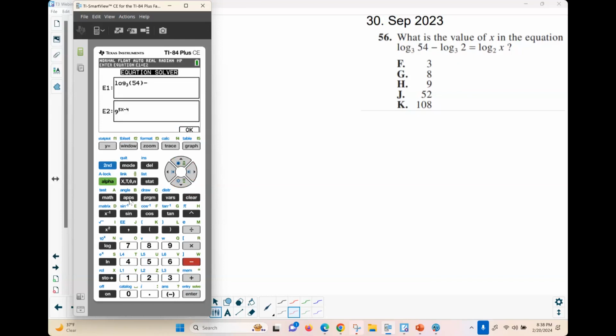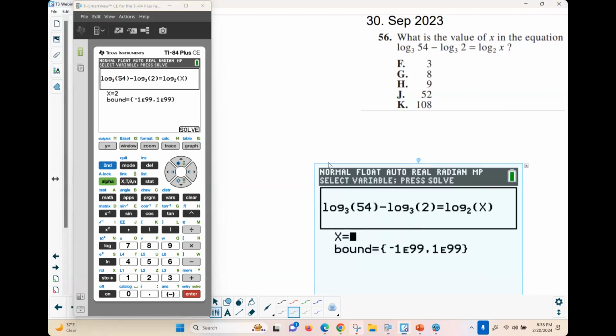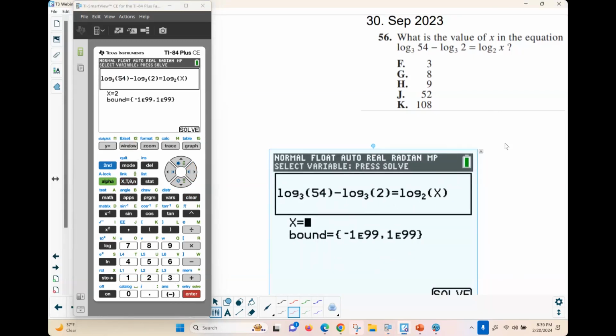Minus, again, go back to alpha window to get the log to base 3 again of 2. And that will be the left side, or the expression 1. Expression 2, I'll clear and type in log to the base 2 of x. So there's my equation. Let me just double check it, make sure I typed it right. Okay, right bases. And so I need a guess.